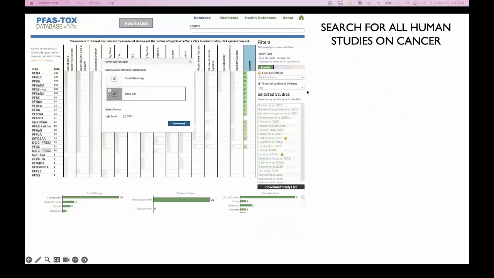So if I do a more specific search on all human cancer studies, I would click on the cancer endpoint up here, and then I would click on the human tab here, and I get all the human studies for all the PFAS in the database. So you can see there's 14 for PFNA and so forth. And you can already see that just by doing that, I already get some summary information down here at the bottom, including some basic breakdown data on study design, on exposure type, whether it be non-occupational or occupational, on study location.